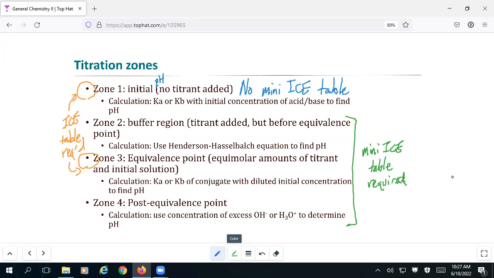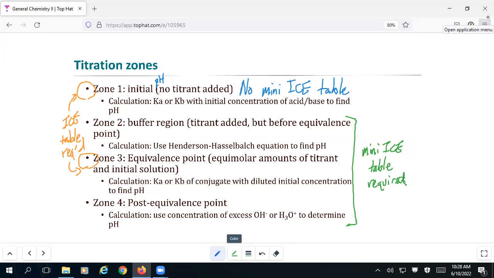The third zone happens when we hit the equivalence point. So at the equivalence point, what we will see is a complete conversion of the conjugate acid to the conjugate base, or vice versa, but usually we're looking at weak acid, strong base curves. So we're seeing a complete conversion. So your mini ice table is going to have zeros on the reactant side and just conjugate on the product side. And in that circumstance, now we're dealing with basically a salt hydrolysis problem. So here's the end of chapter 15.